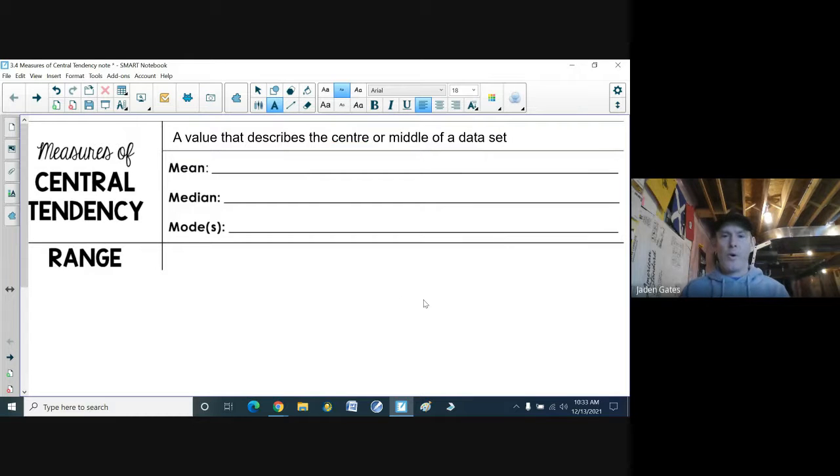All right, so it's what would you expect when you get a bunch of data? What would you expect? Now, there's three different types of measures of central tendency. We have the mean, the median, and the mode. Now, the mean is probably the one that some of you are familiar with because it's the average of the values.